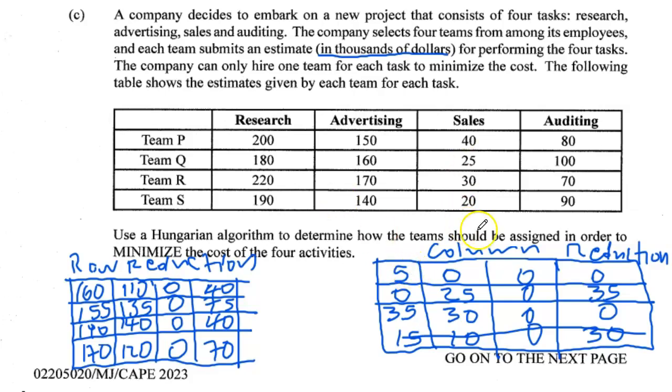Now we need to make the assignment. Notice in the final row, we have only 1 zero. So we can only assign that zero. Notice the third zero in the row. So we can only assign that zero to team S. The third value there in the bottom row is assigned to team S. So sales will be assigned to team S.